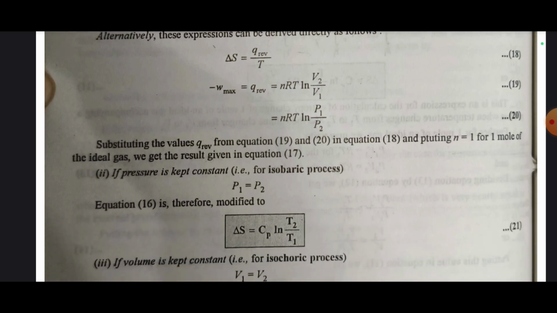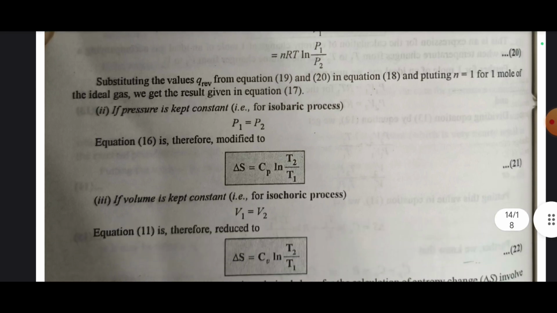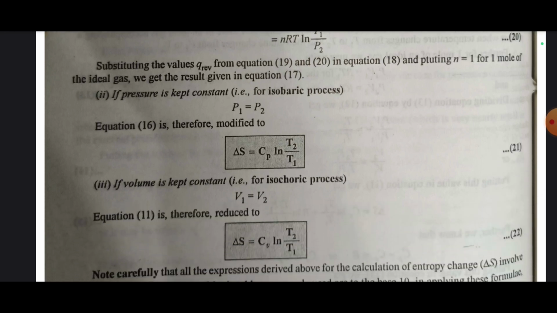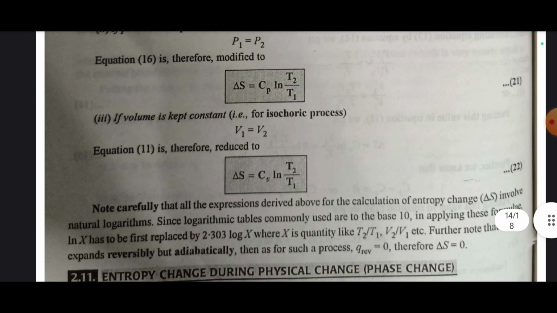Second, if pressure is kept constant, that is for isobaric process when P1 is equal to P2, so delta S is equal to Cp into ln of T2 by T1, which is equation 21. Third, if volume is kept constant, that is for isochoric process, V1 is equal to V2. So delta S is equal to Cv into ln of T2 by T1, which is equation 22.